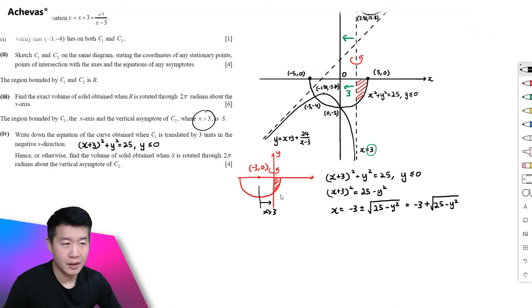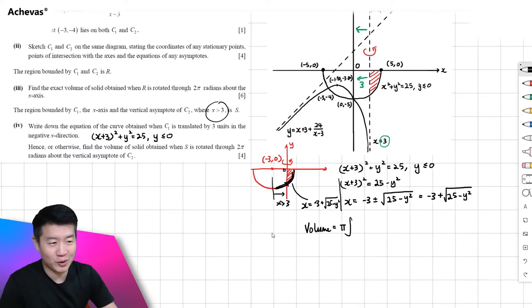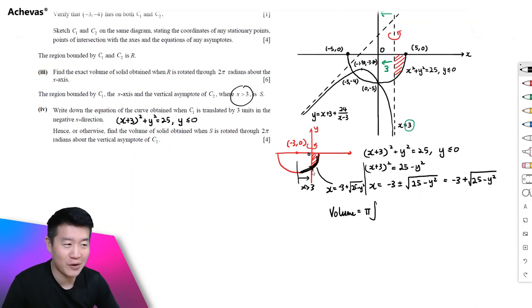Again, this part of the graph is defined by x is equal to minus 3 plus the square root of 25 minus y squared. So now the volume that is going to be generated is going to be pi, integrating from this value all the way until 0. We need to find this value. Oops, let me find it first. Okay, I've forgotten. We need to find this value. This is very, very easy to find.